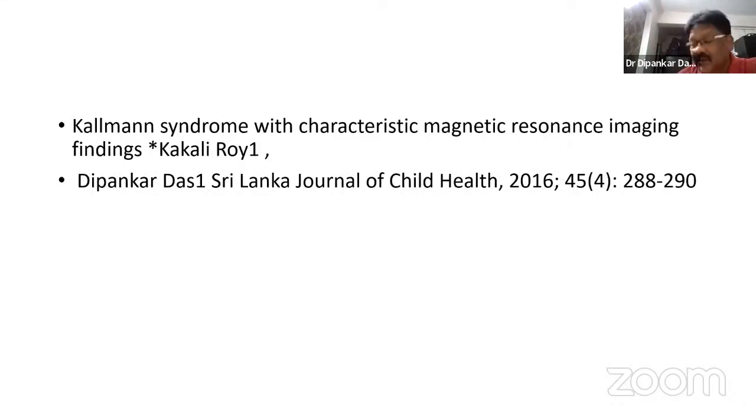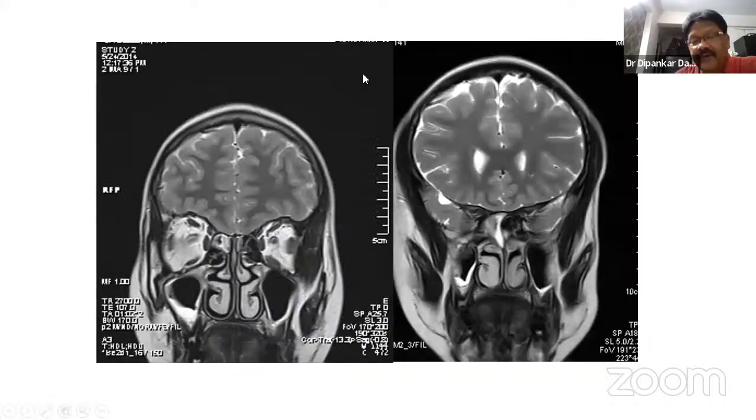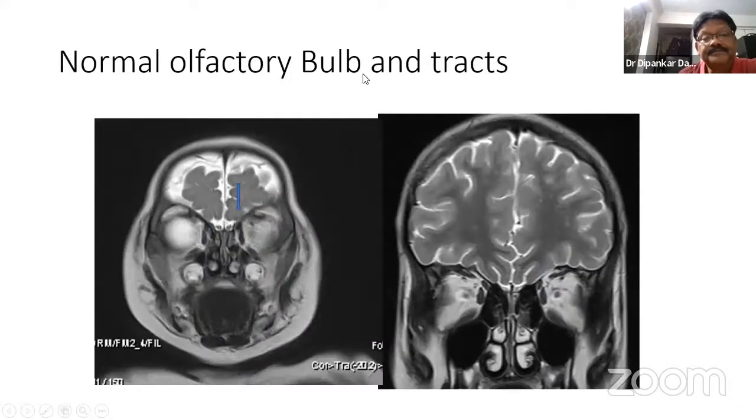So the next midline defect is Kallmann syndrome, which is related to the olfactory bulb. This is another malformation, which is actually a neuronal migration defect. From this olfactory bulb, these are the normal olfactory bulbs. You can see they are symmetrical, and there are two gyri. One is called medial orbital gyrus, and another is called gyrus rectus. So these two gyri you must follow.